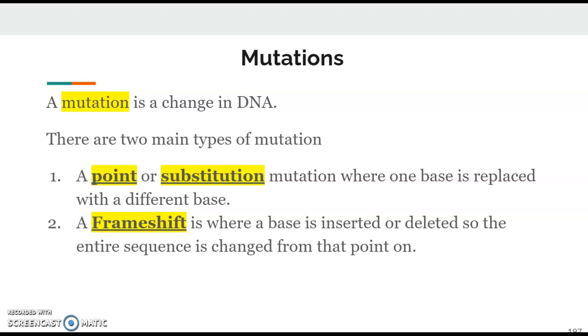A point or substitution mutation is one where one base is replaced with a different base. A frame shift is the second type that we're going to talk about. This is where a base is inserted or deleted, so the entire sequence is changed from that point on. It changes the frame that the tRNA reads.